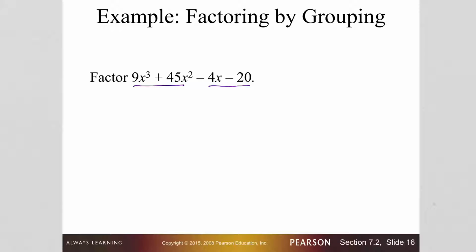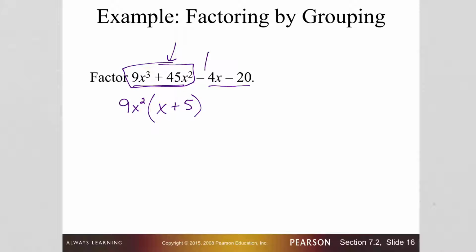When I underline the first two terms, I'm only looking at these two terms. That's it. I don't care what's after that. I'm just asking myself, what did 9 and 45 have in common? They have a 9 in common. What's the least number of x's? It's x squared. So I just factored out a 9x squared out of only these two terms. So what times 9x squared would give you 9x cubed? x. What times 9x squared would give you a positive 45x squared? Plus 5.